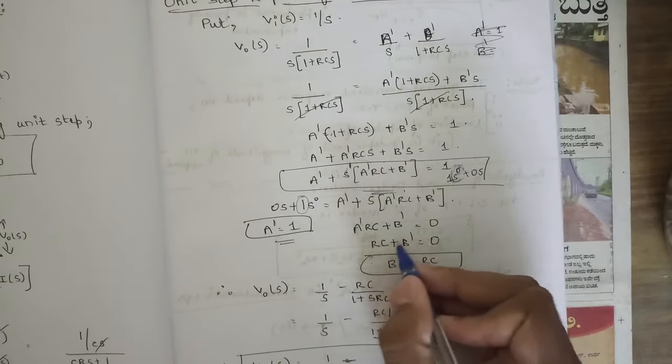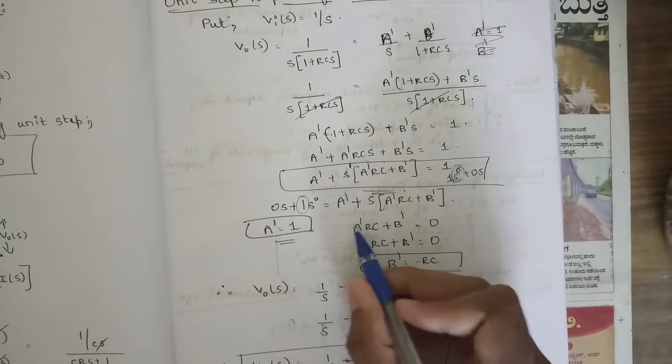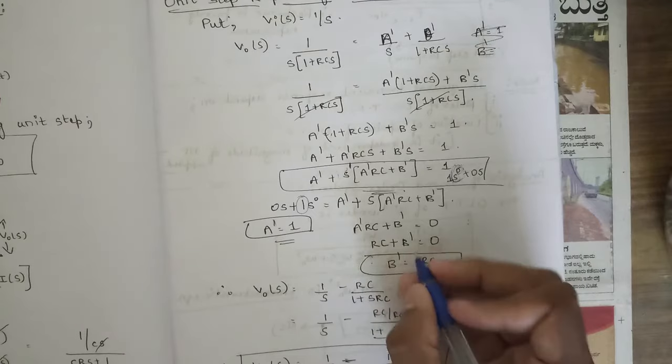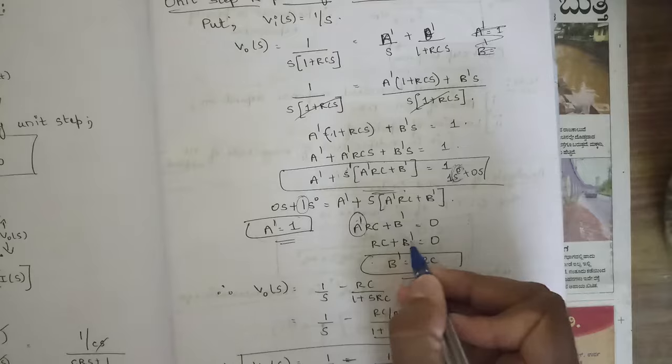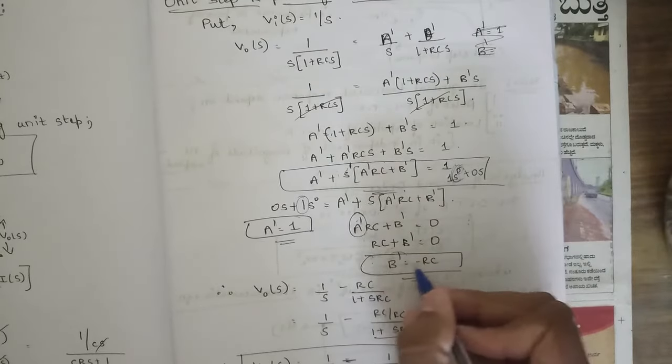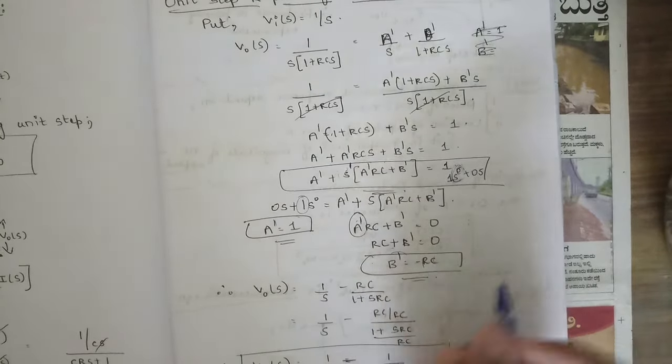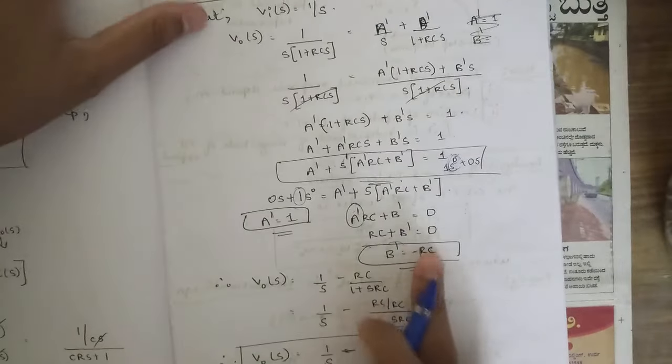So if we equate this whole term to 0, what would we get? RC plus B dash equal to 0 if we take this a dash to the other side. Since the value of a dash here we got as 1, RC plus B dash is equal to 0 and B dash is equal to minus RC. In this way we are getting the values of a dash and B dash.